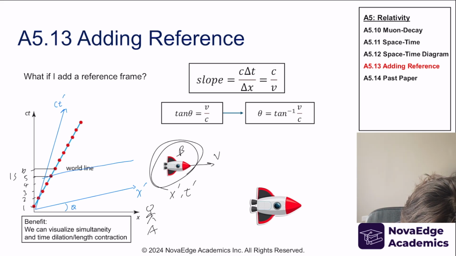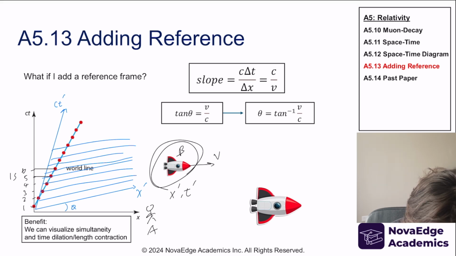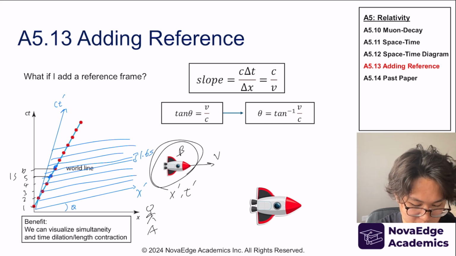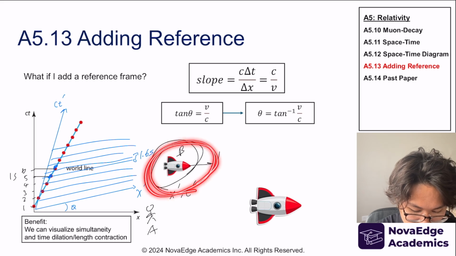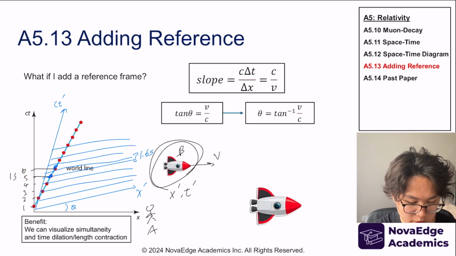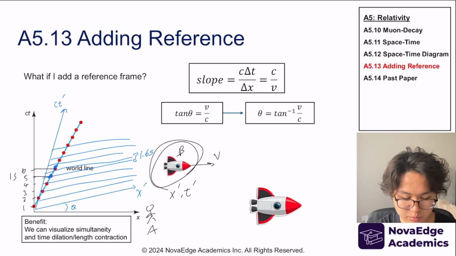Well, for the one on the rocket, remember that the grid goes like this, right? So the time between this guy and this guy, maybe it's 1.6 seconds on this axis. So that means we see a time dilation. From this guy's perspective, it looks like the events are happening 1.6 seconds apart, but from Earth's perspective, it's happening at 1 second. So just by being able to incorporate this reference frame, we're able to see the effect of time dilation on a graph.